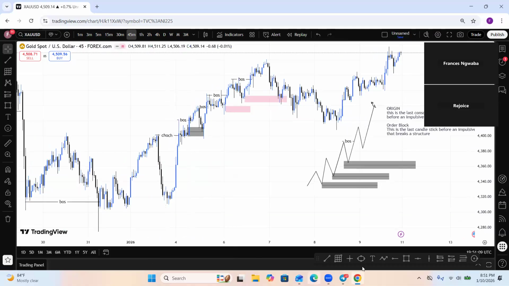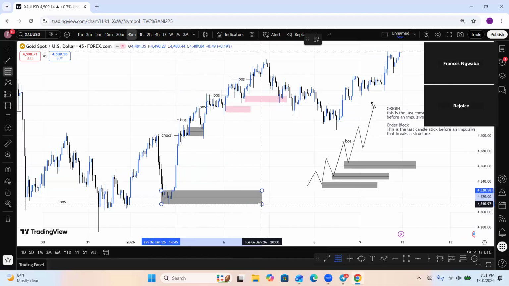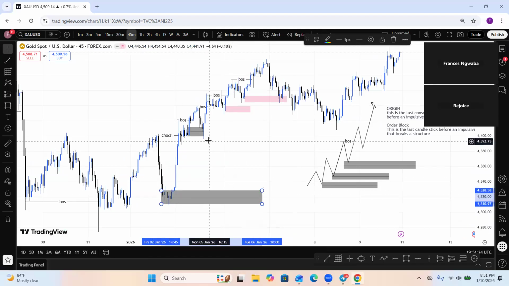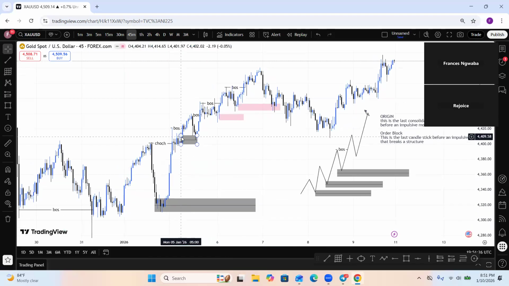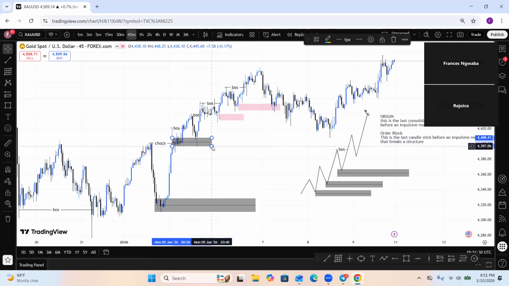For this change of character here, all these choppy candlesticks are the origin. This is the origin that occurred before price created the impulsive movement. Before this movement, this was the origin. Do you get me? For this break of structure, this is the origin. Do you get?